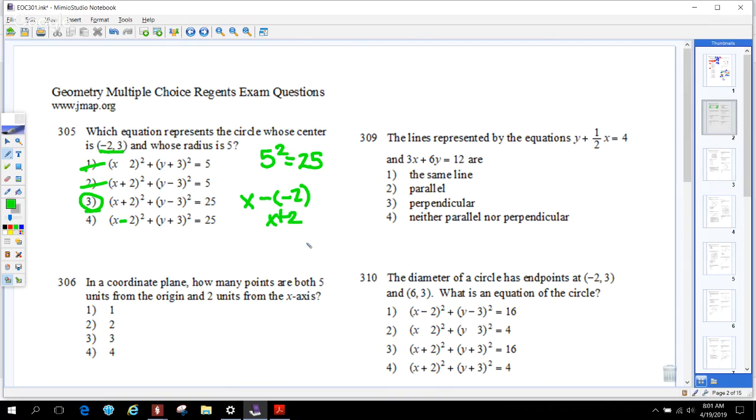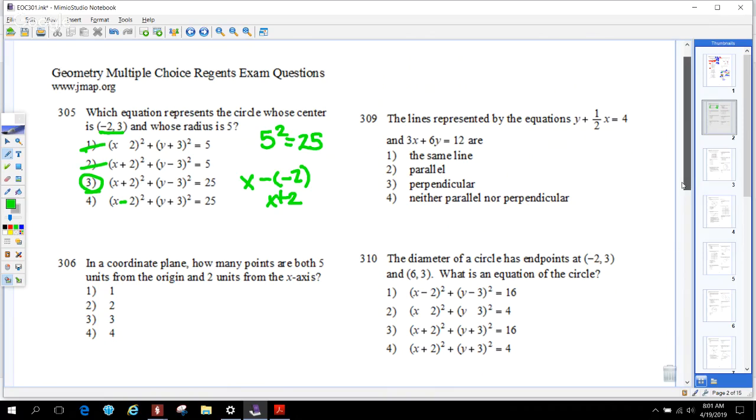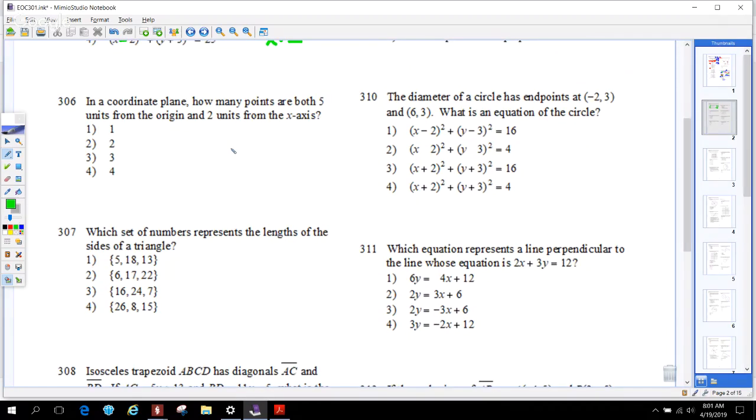Okay, excellent. Next. In the coordinate plane, how many points are both 5 units from the origin and 2 units from the x-axis? 5 units from the origin means 0, 0. First, remember that the locus of points from any one single point, so the origin 0, 0, is always going to be a circle. So I'm going to draw a circle, and that circle is going to have a radius of 5.